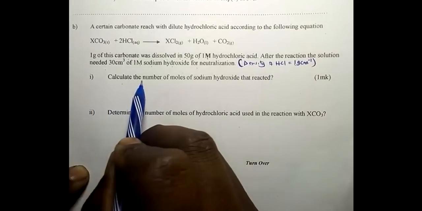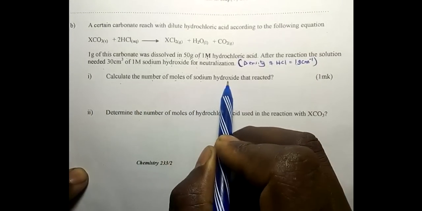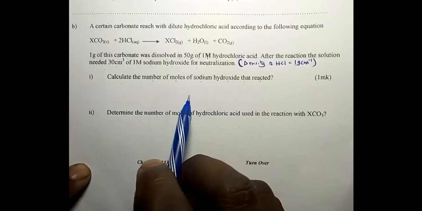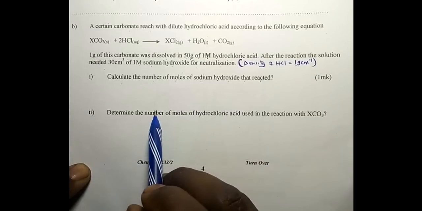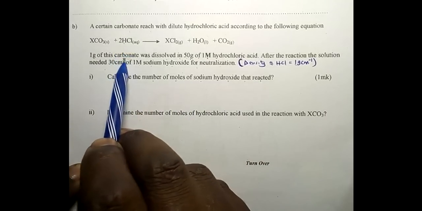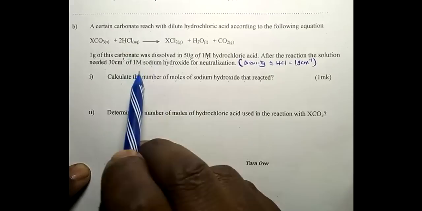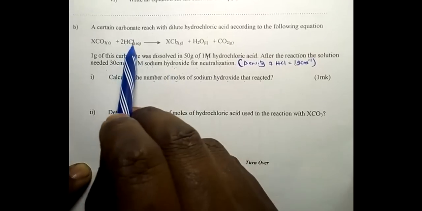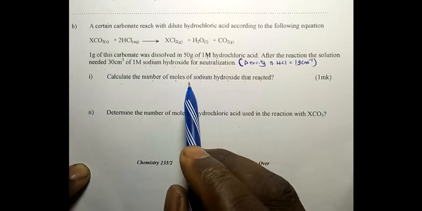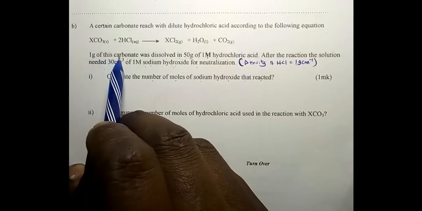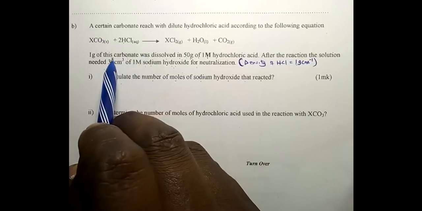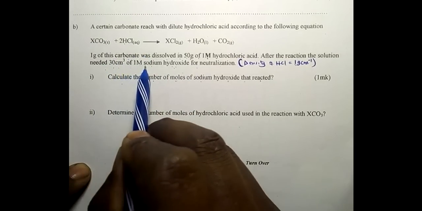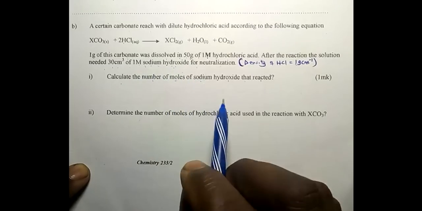The first question: calculate the number of moles of sodium hydroxide that reacted. But before we go there, it is important that you understand what kind of reaction this is. This HCl is reacting with the carbonate first, and the remaining HCl is going to react with sodium hydroxide. It means that this acid was in excess, therefore it will react with 1 gram of the carbonate. After the reaction is over, the remaining HCl is going to react with 30 centimeters cube of 1 molar sodium hydroxide. It is important to understand that.